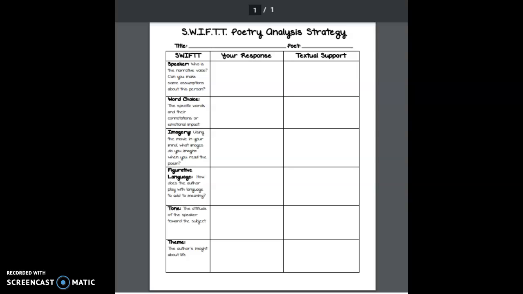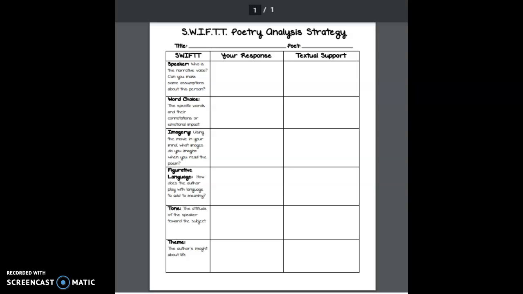Okay, so today we are going to look at the SWIFTT poetry analysis strategy for our poetry unit that we're starting. As you read a poem, you read it for understanding. Then you go back and look at the tools that the author uses to create a poem, right? Or a song for that matter, which is what we're going to be using as well. There are different types of tools that make up the acronym SWIFT, okay?